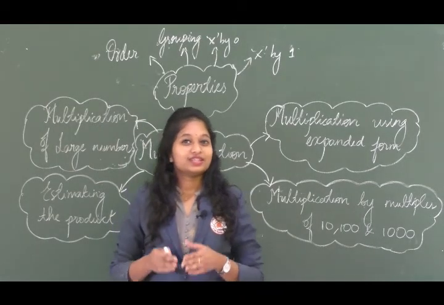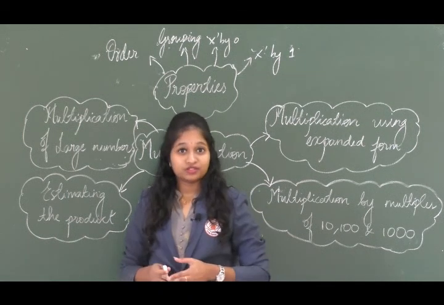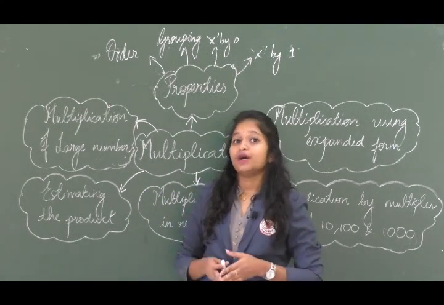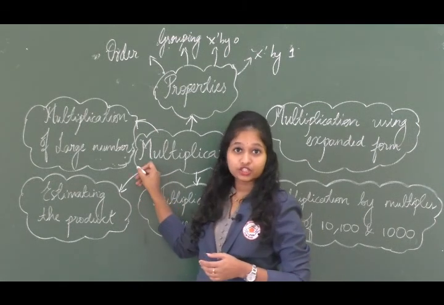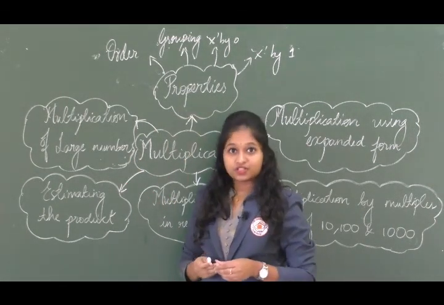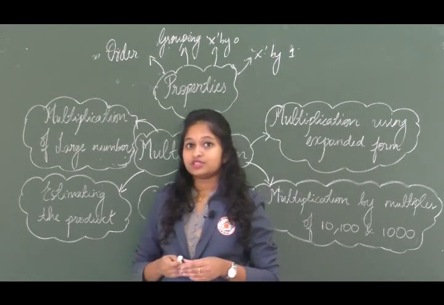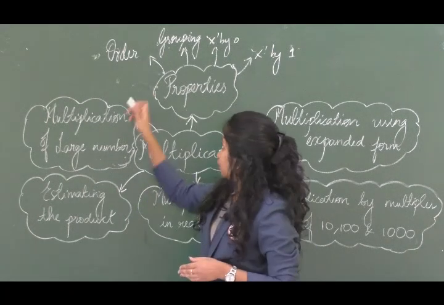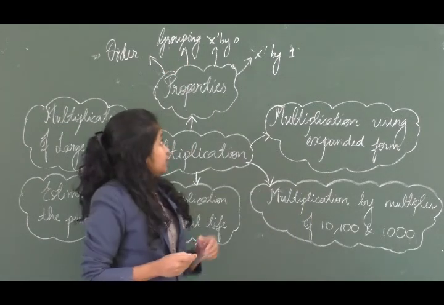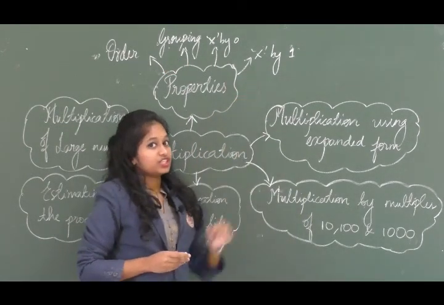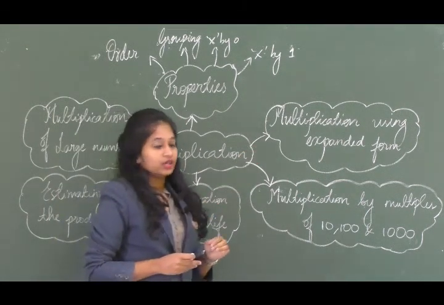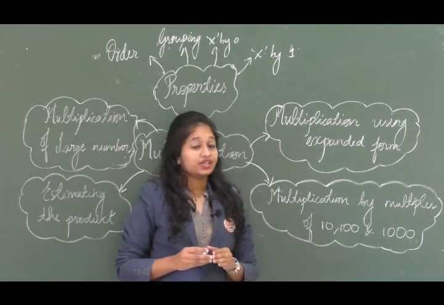So children, this is the mind map for our chapter multiplication. Under multiplication, we'll learn about multiplication of large numbers, properties of multiplication. Under properties, we'll learn about order property, grouping property, multiplication by 0 and multiplication by 1. And then we'll learn about multiplication using expanded form.